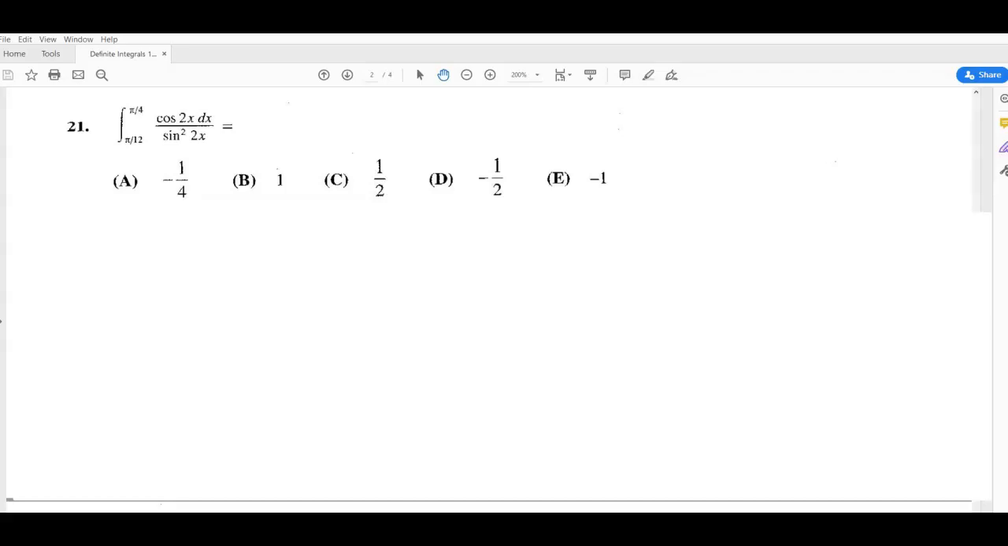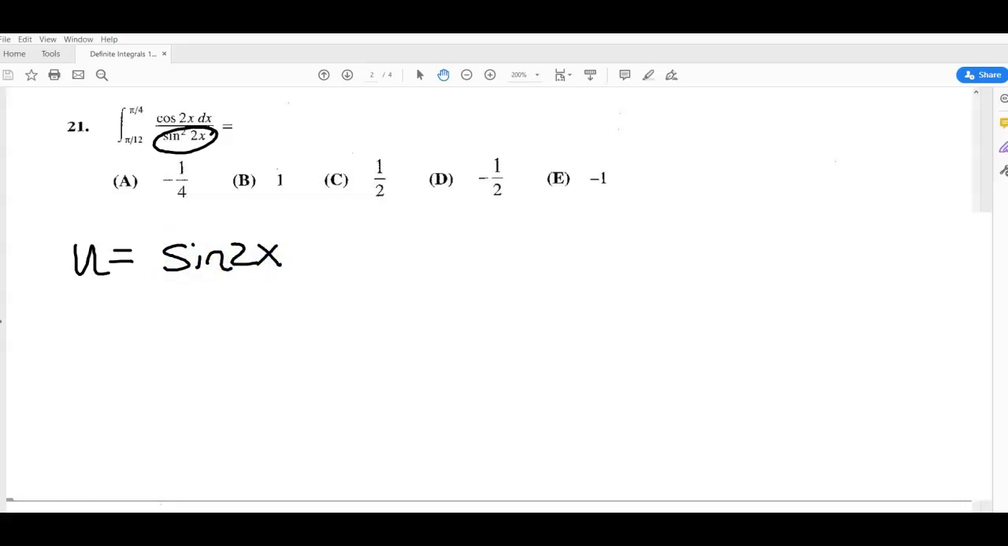All right. So this is kind of an odd problem. What do you think your u is going to be? Well, once again, usually it's the bottom, but it's not going to be the whole bottom, right? The bottom is being squared, so it's sine squared 2x. So my u is going to be this.